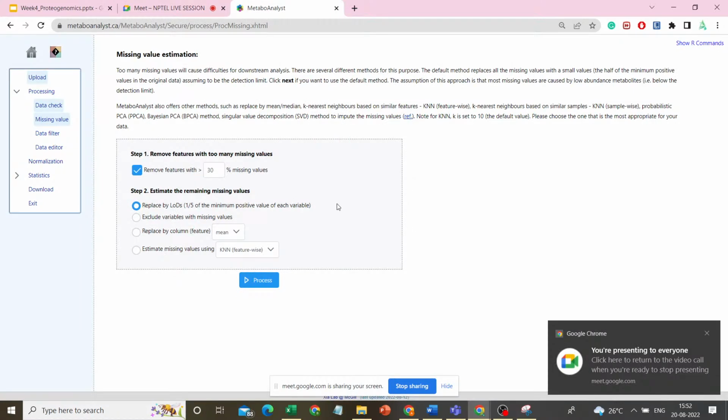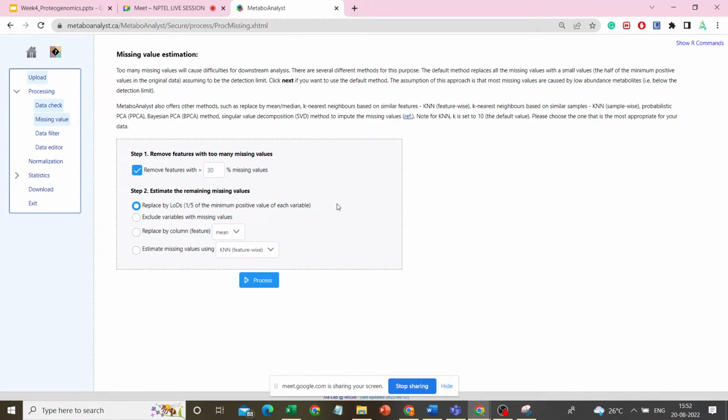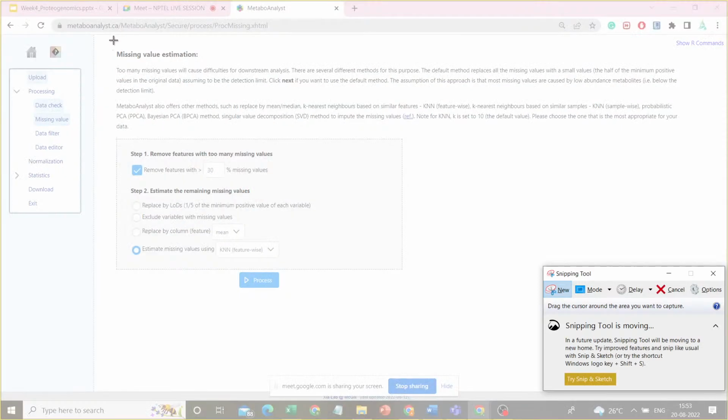There are different ways we can perform the missing value imputation. We can do KNN feature wise, or sample wise, or PPC, or other kinds, but we generally use KNN feature wise. It will check on the features and perform the imputation. Sample wise means it will check on the samples, but we need the features to be imputed. So here we are taking just KNN feature wise. I'm just pasting it here.